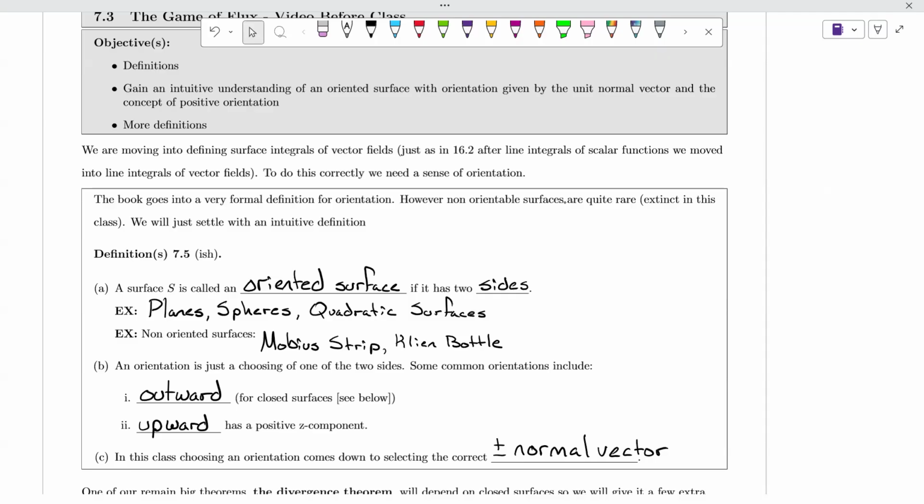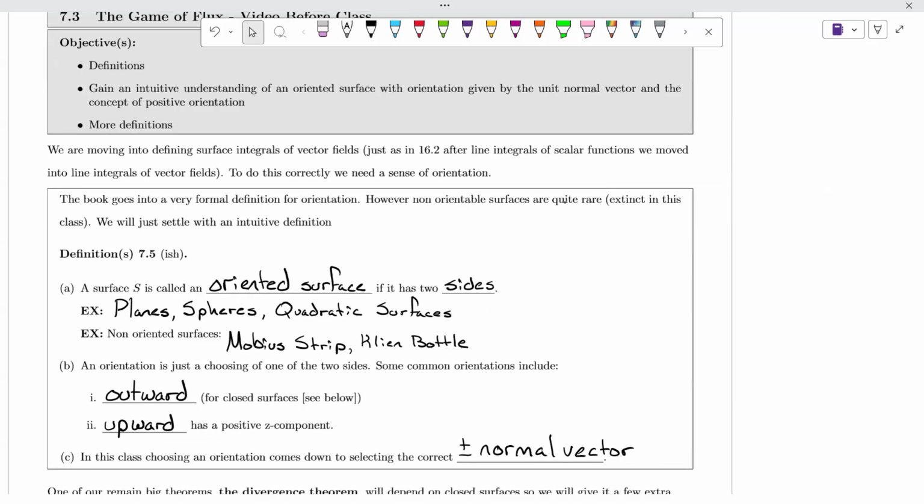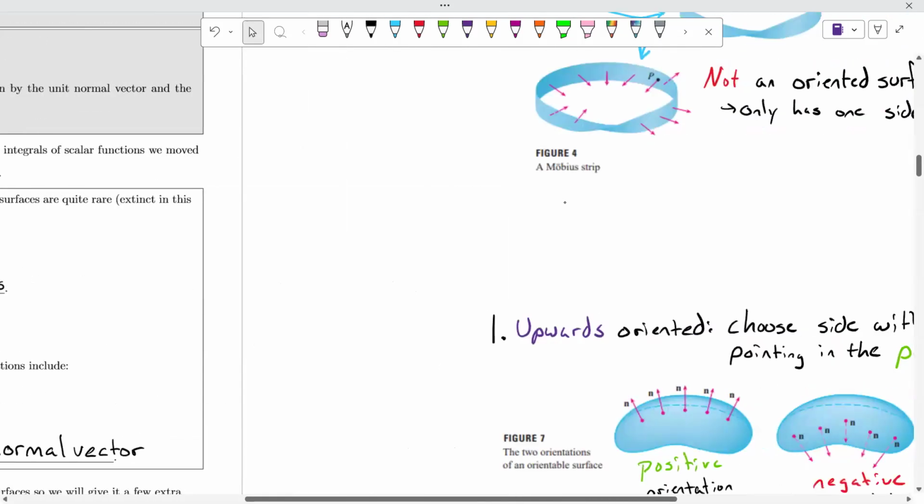Oriented surfaces are a type of surface that has two distinct sides. Think of a sheet of paper as an oriented surface. It has maybe a top and a bottom side, or a front side and a back side. Oriented surfaces have two very distinct sides. I think the easiest way to understand what an oriented surface is, is to look at something that's not an oriented surface. The most famous of which is the Mobius strip, but the Klein bottle is another fun one.